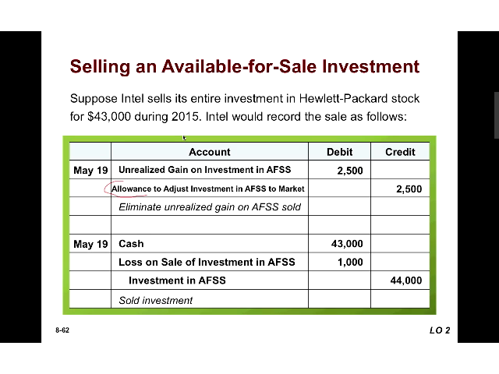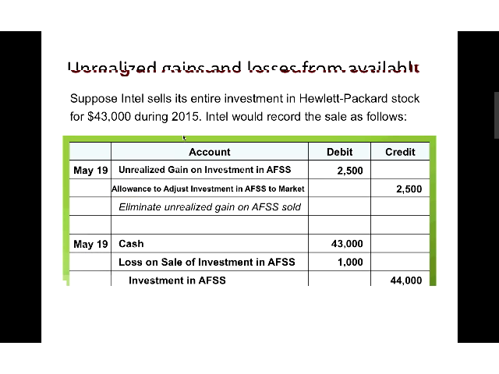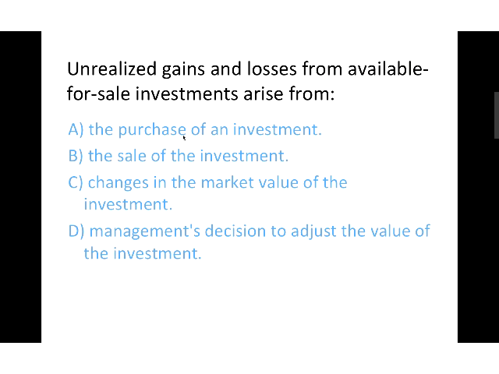What we're going to do now is we're going to do another Learning Catalytics question. Okay, we've pushed it out. Unrealized gains and losses from available for sale investments arise from what? Where do we get unrealized gains and losses from? What event? Yes, regardless of whether they had a gain or loss, once you sell it, you have to get rid of the unrealized portion.